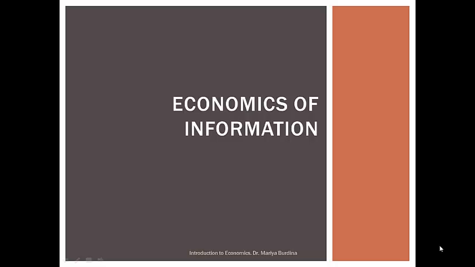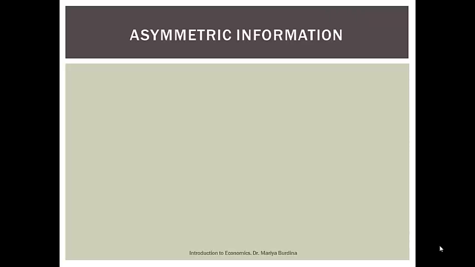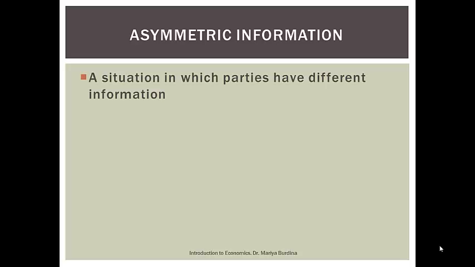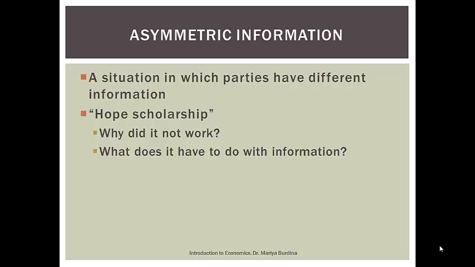In this lecture, we're going to discuss economics of information. Problems exist in markets when the information is asymmetric. What does it mean? It describes a situation in which parties have different information. Hope Scholarship is an example of a situation in which information was different for two different parties.